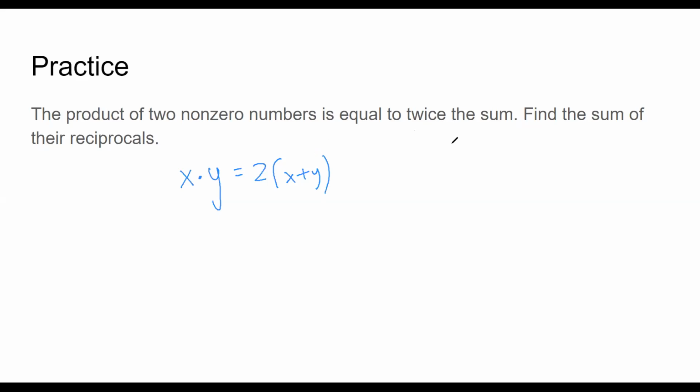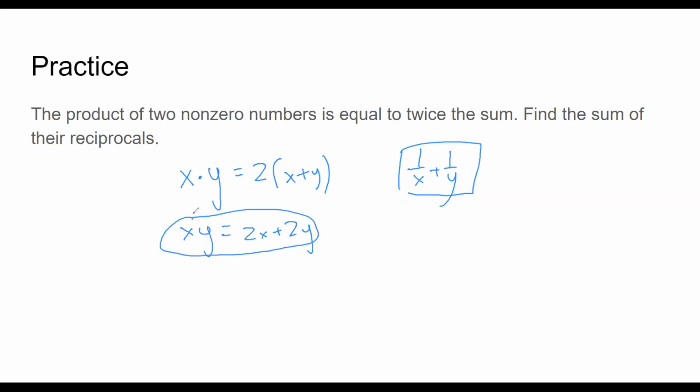So now they want us to find the sum of their reciprocals. So let's just multiply things out first. We have xy is equal to 2x plus 2y. And then this is a question where we have to pay attention to what they're looking for. They want the sum of their reciprocals. So what we're looking for is 1 over x plus 1 over y. So can we divide xy by something to get that? You're very close, but let's look at this equation here. Which of those looks like it can become 1 over x plus 1 over y?